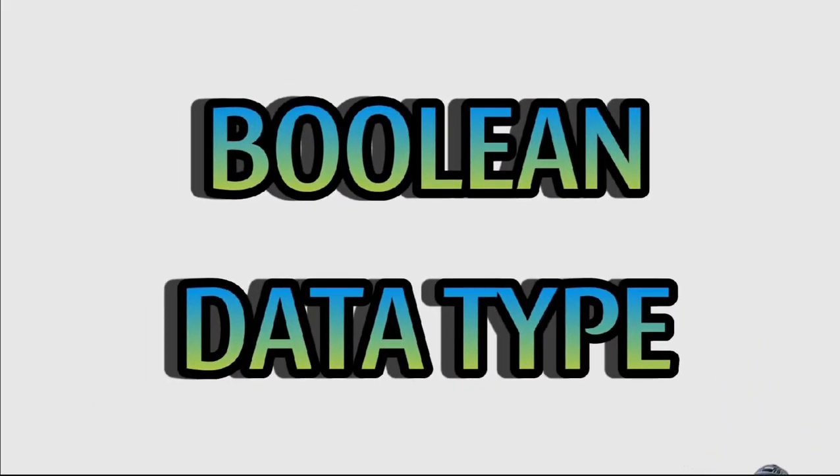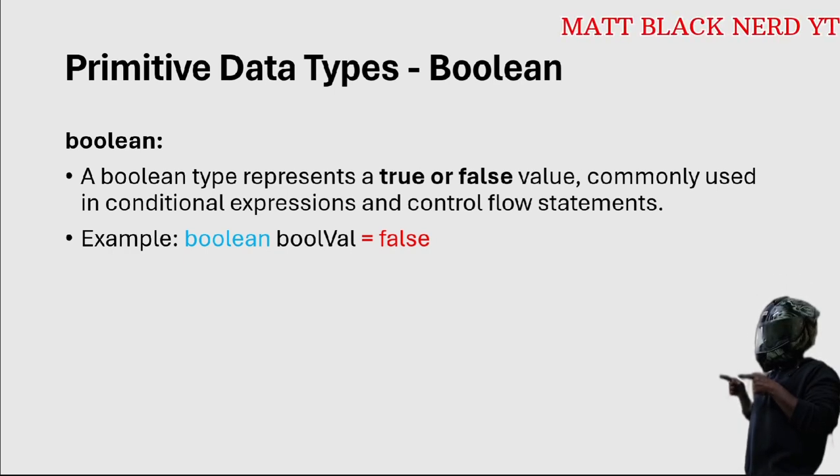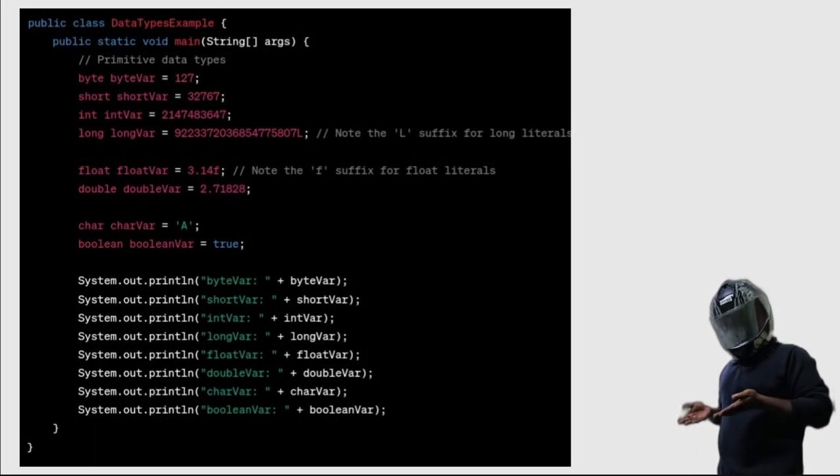What is the boolean data type? A boolean type represents a true or false value, commonly used in conditional expressions and control flow statements. In this example, boolval is a variable of type boolean and it stores the value false. Here is a code example where all primitive data types are used.